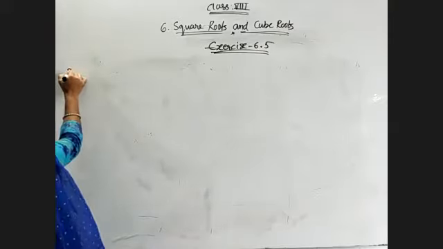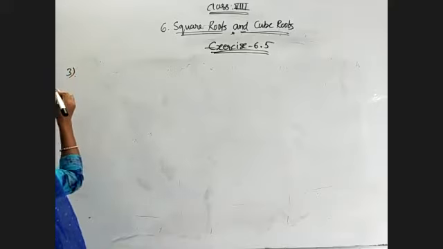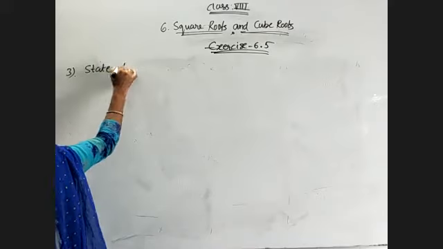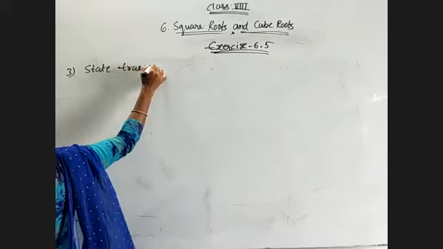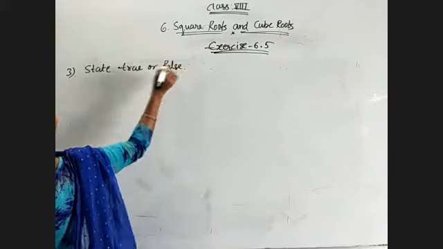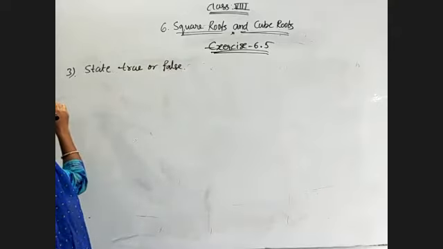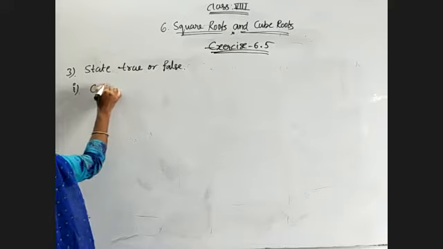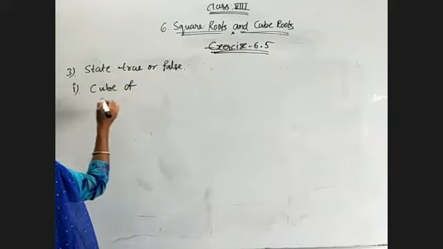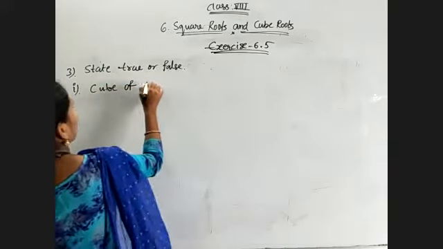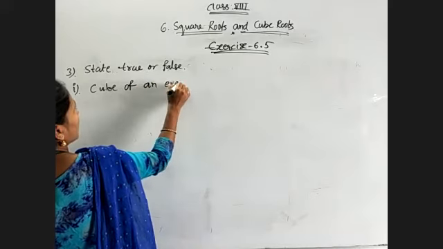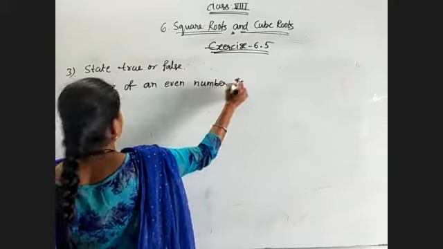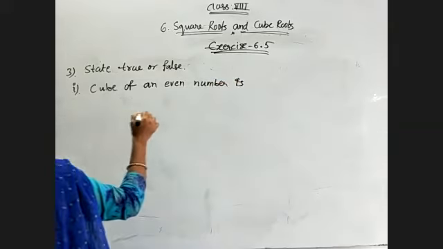Now from this exercise, third problem is just we need to decide true or false. State true or false. And here first statement is given: cube of an even number is an odd number.